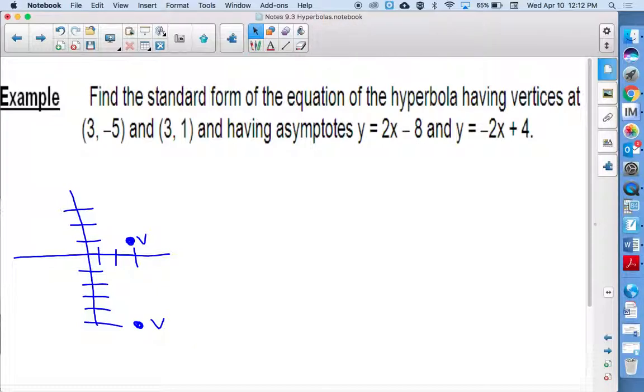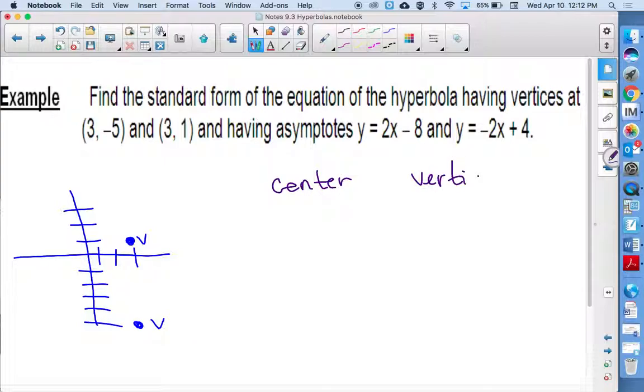David, what do we know? You can find your center, and you can tell that it's a vertical hyperbola. And then with your asymptotes, you're going to find the b value as well. We're going to find b with the asymptotes.